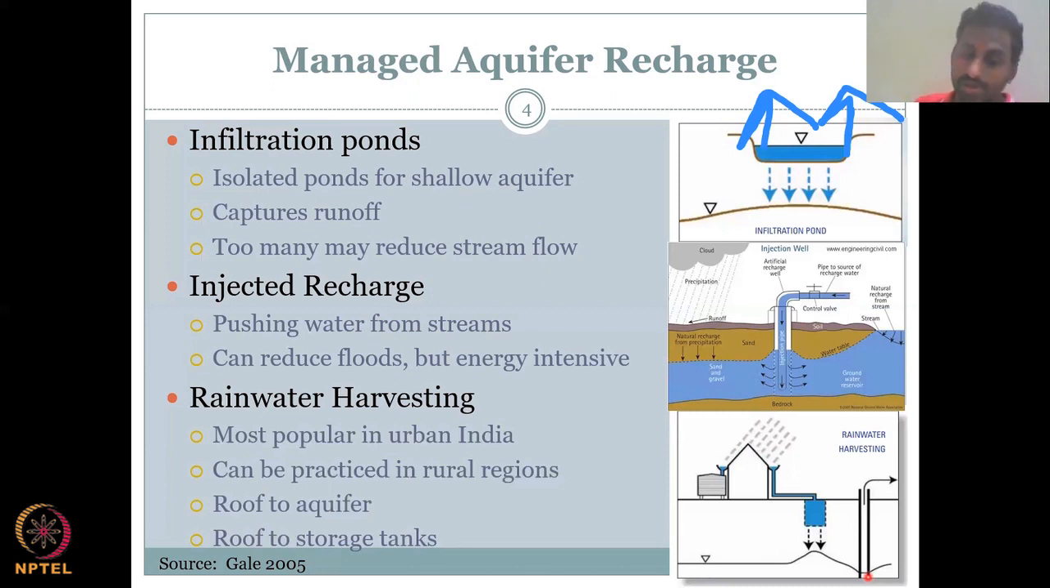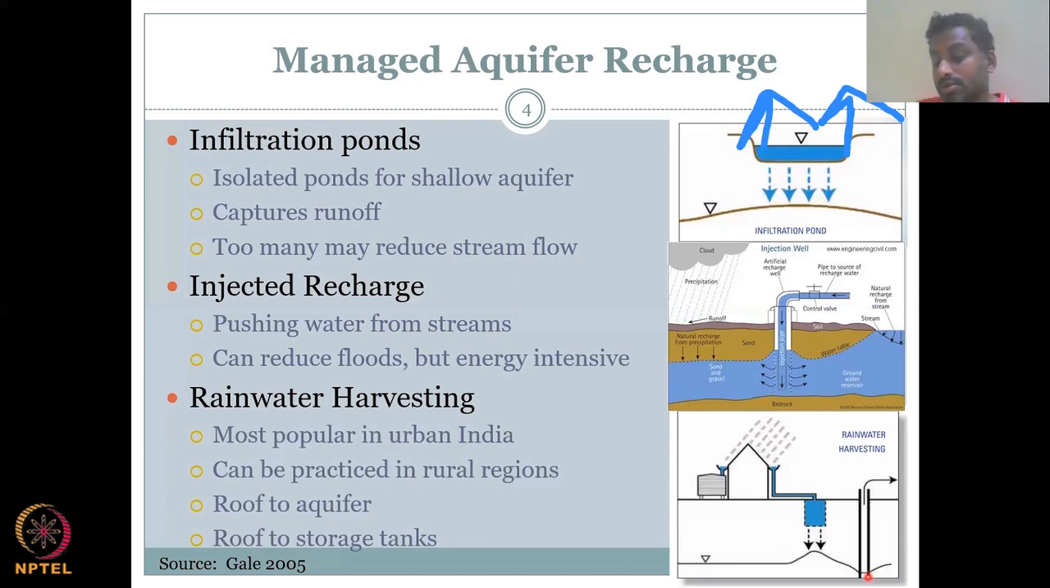It can be practiced in rural regions, roof to aquifer. So you can connect the roof water to the aquifer. Only one concern is the housing may not be the same as an urban setting, where a lot of concrete is used and also pipes are there to easily connect. Whereas in a rural system, it might be different. The roofs might be thatched. The roofs might not be good to collect rainwater or to put pipes.